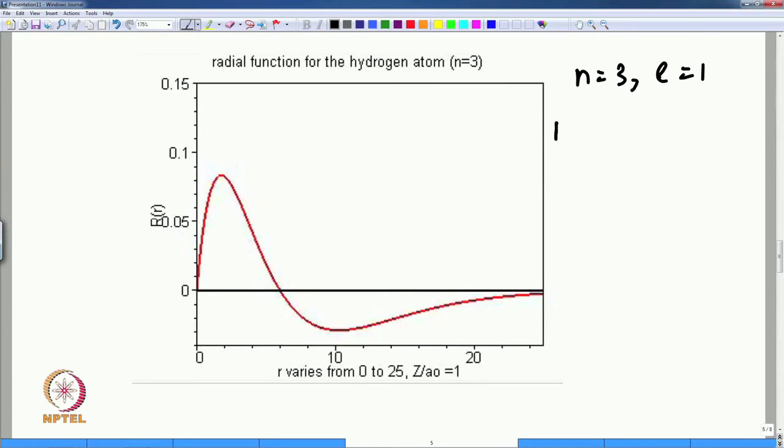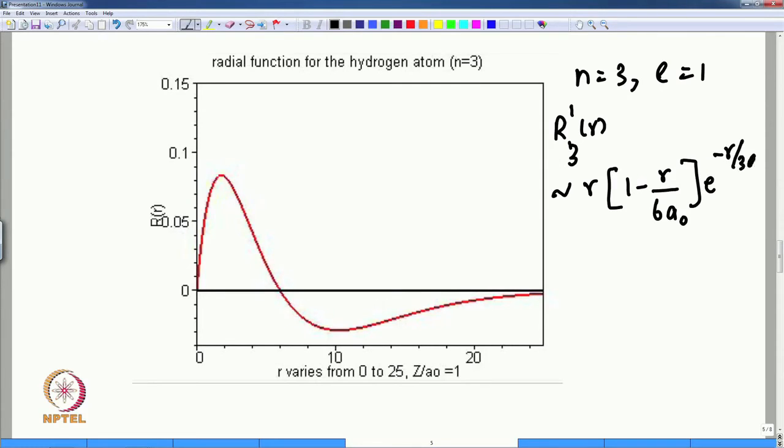the radial function R3,1 of R turns out to be, barring the normalization constant, R times (1 minus R by 6 A0) times e to the minus R by 3 A0. So you can see that this is 0 when R is 0, and when R is 6 A0. So between 0 and 6 A0 the function increases, and at R equal to 6 A0 it goes to 0.